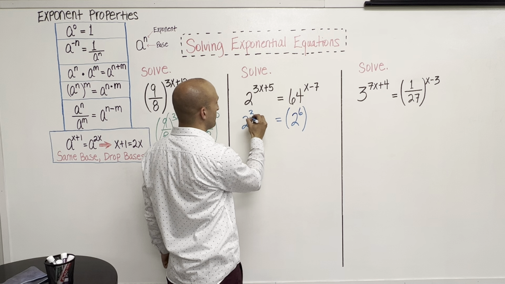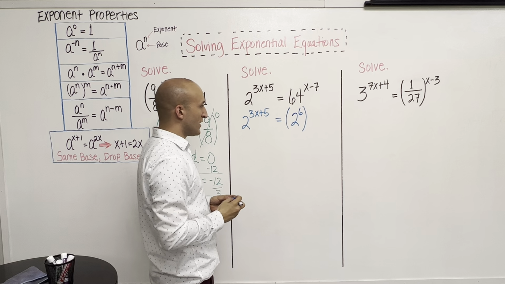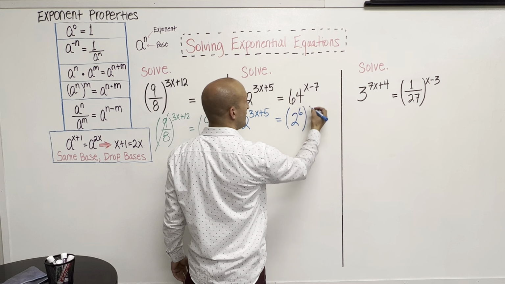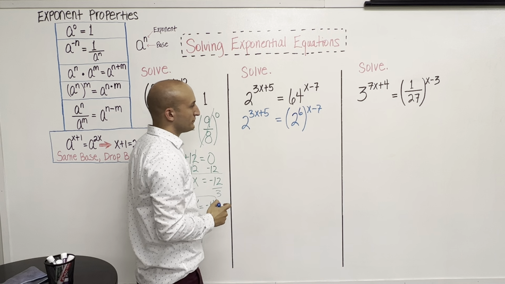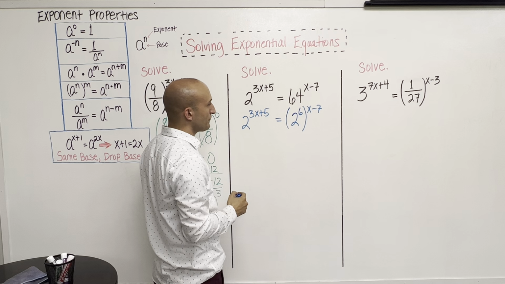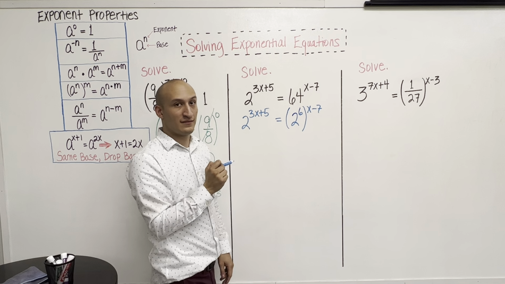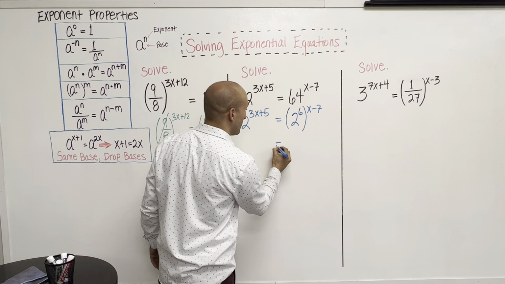So 2, and I'm just going to rewrite this one: 2 raised to the power of 3x plus 5. Here, 2 raised to the power of 6 is 64, and then that is raised to x minus 7. Now I have the same base, which is nice. We can drop the base.